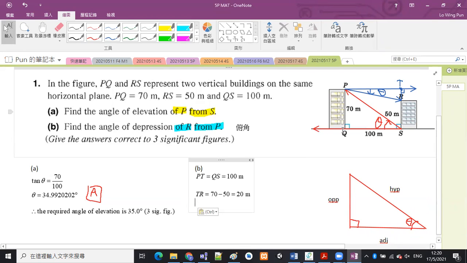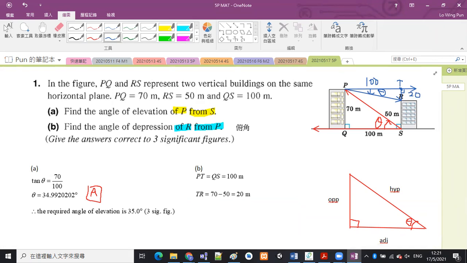Okay. And now in triangle PRT, what information do we have now? We have 100 meters for PT. This is 100. And then we have RT to be 20. So among the sine theta, cosine theta, and tangent theta, which one are we going to use to set an equation for the blue triangle? Sine, cosine, or tangent? Tangent, yes, very good.